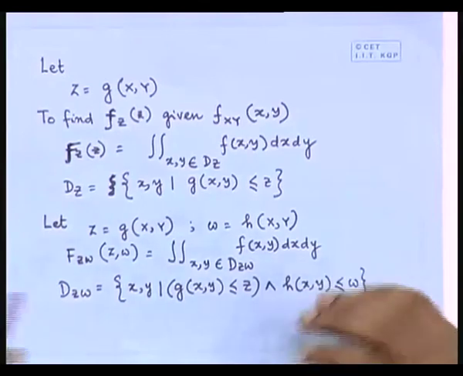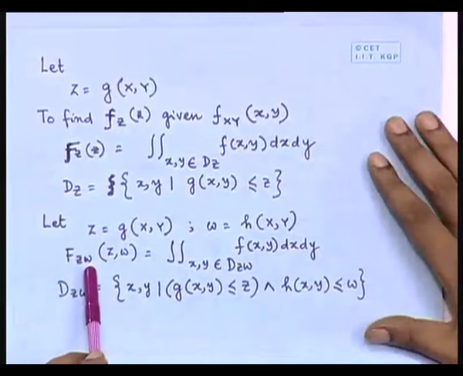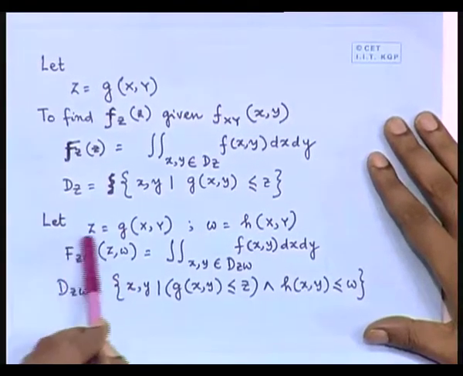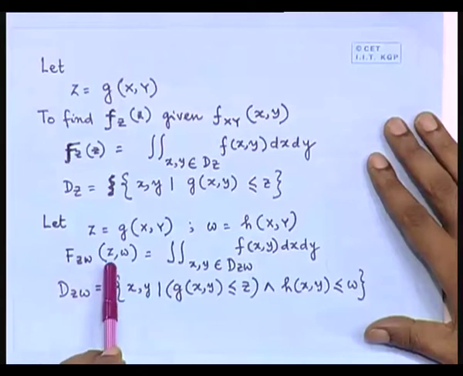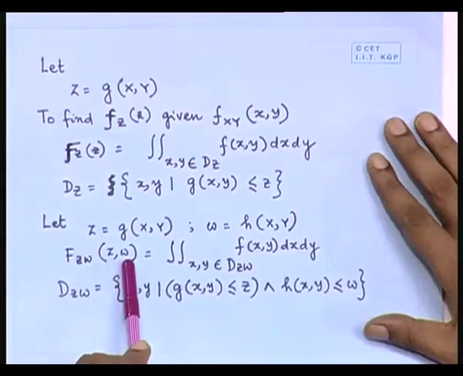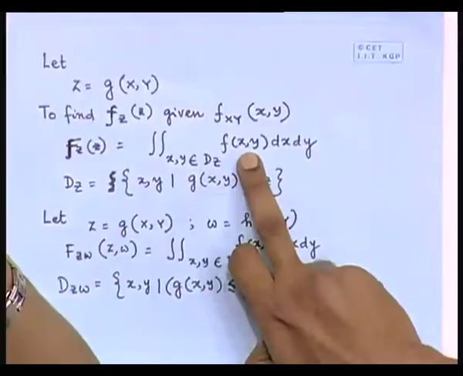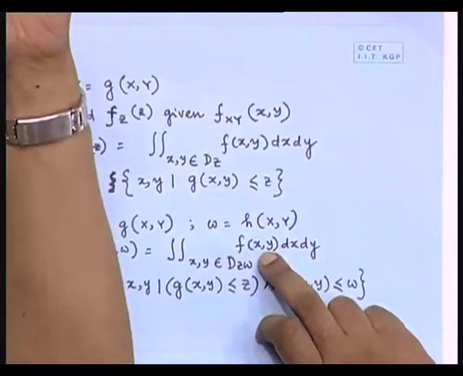Again, the same argument; the basic reasoning is very simple. What is going to be this distribution function? It is the probability that capital Z is less than or equal to small z and capital W is less than or equal to small w. The probability is actually coming from the random variables x and y, because they are the basic random variables, and z and w are derived random variables. So, we have to integrate this function over some region, just like here. Now, what is this region? It is now going to be a different region.